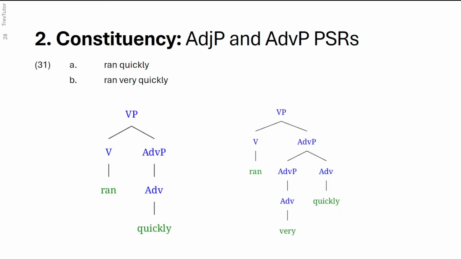So let's see what that looks like in a verb phrase. Although we haven't covered verb phrases yet, we can say that ran is a verb, so it needs to build into a verb phrase, and then quickly is modifying it. So it's going to be a sister of ran in this case. And for ran very quickly, it's going to be the same type of thing. We're still saying ran quickly, so the adverb phrase is modifying ran, but then very is intensifying how quickly it's being done, so the adverb phrase very is modifying the adverb quickly.